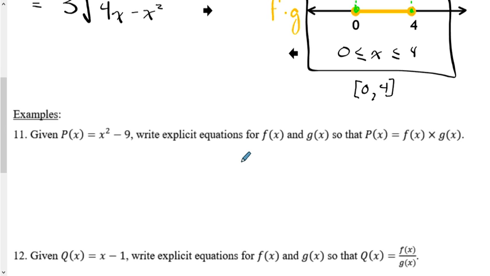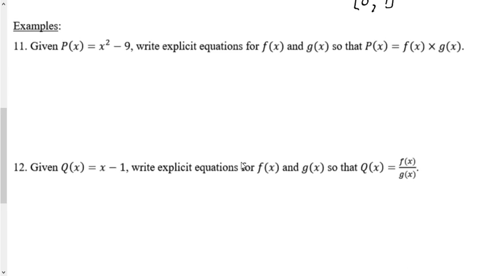So now we're given this function p of x, and we want to write explicit equations for f of x and g of x so that p of x is the product of these two functions. So p of x we know. Use your imagination. What might f of x be? What might g of x be? So that when you multiply them together, you end up with this function.